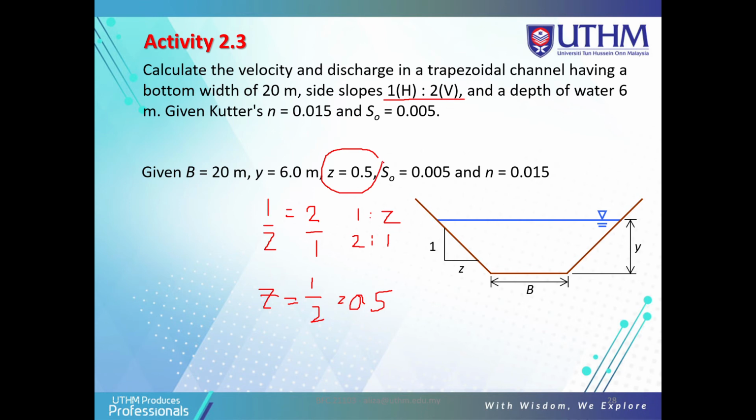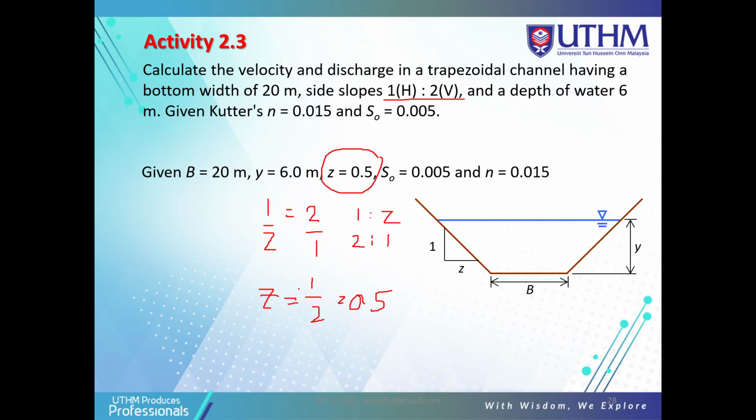We use the trigonometry calculations. With 1 over z, we know that the side slope is 1 horizontal to 2 vertical, so 1 horizontal at z, and the vertical is 2 here. Just using trigonometry, you get z as this.